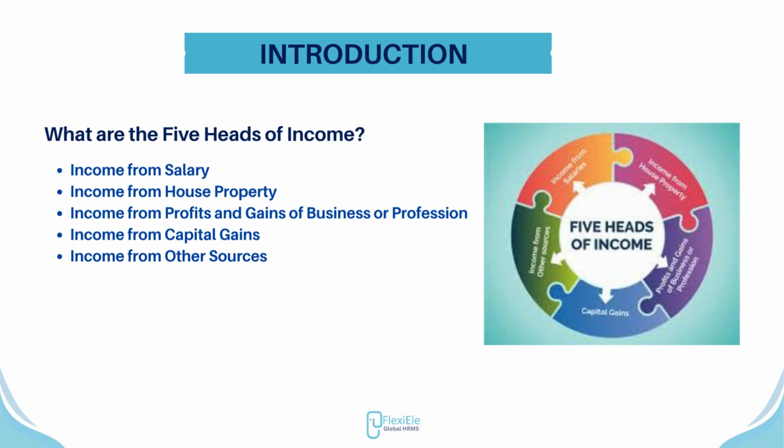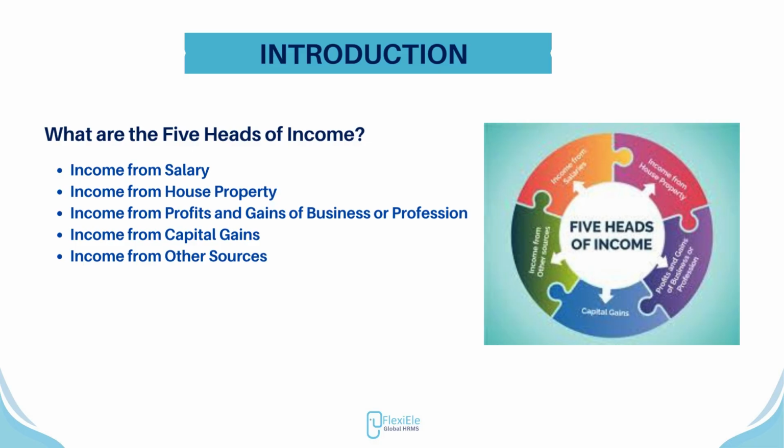Where does your income come from? To figure out how much tax you owe, the government breaks down your earnings into 5 neat categories. It's like organizing your closet. Each section tells a different story about where your money is coming from. The first is income from salary. Your regular paycheck, bonuses, allowances. Basically what your employer pays you for your time and skills.